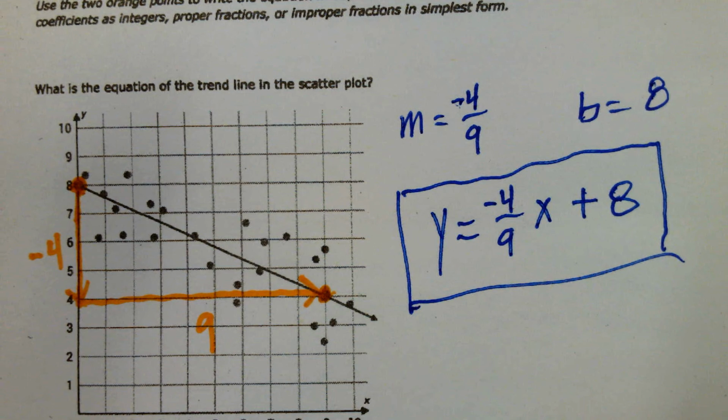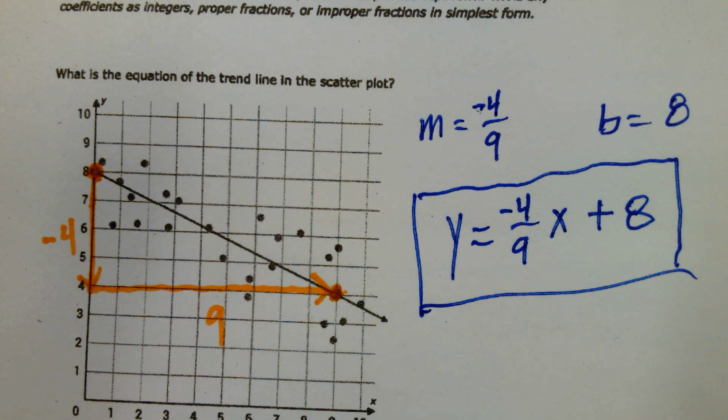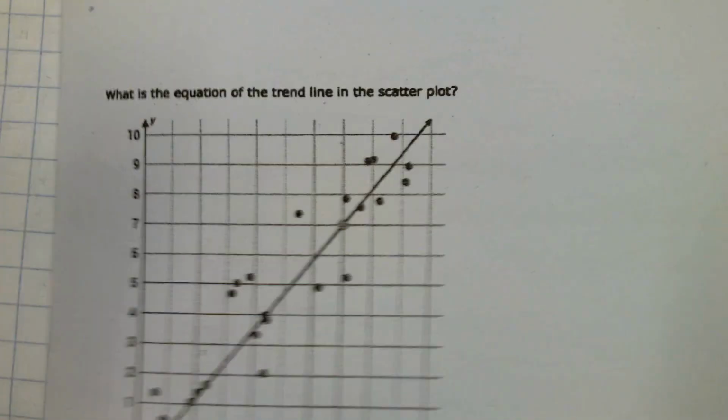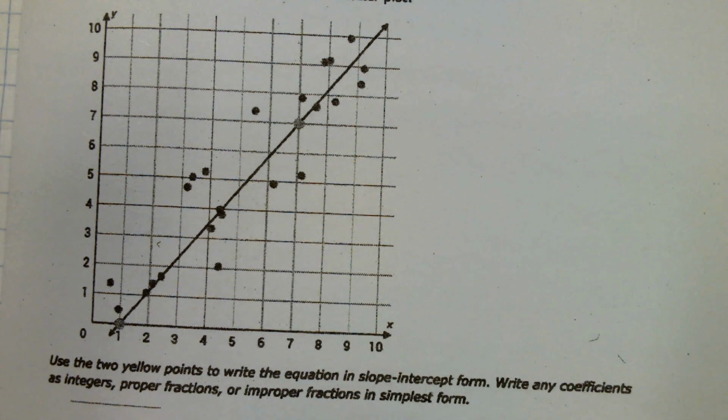But you are going to run into some that look like number 3. Everybody ready? Let's take a look at number 3. So if I follow this line all the way down, this y-intercept is going to be a negative number, right? And I don't know what it is. We can still figure out the equation. It's going to be just slightly more difficult.